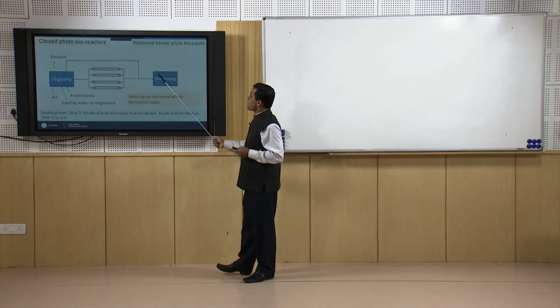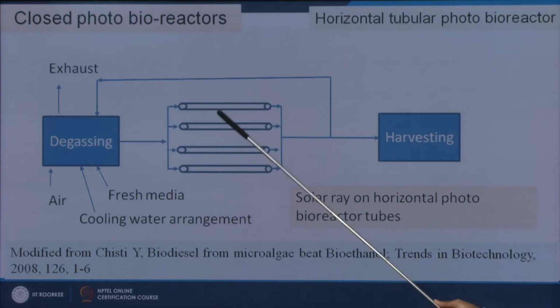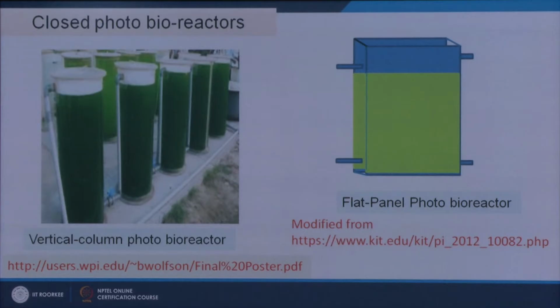So, this is the flow sheet or the concept of the horizontal tubular photobioreactor, and here we get solar rays on the horizontal photobioreactors. You see here these are the tubes, this can have some spiral shapes also. And the column photobioreactor, this is a vertical column photobioreactor, with a number of columns. From one side the feed is getting entry, it goes out from the first column at the top, again it gets into the bottom and from the top. So, that way it is going through one column after another.